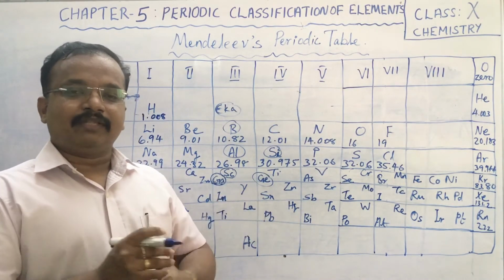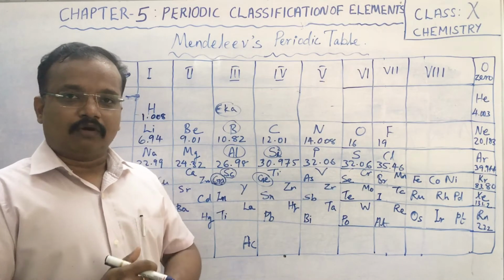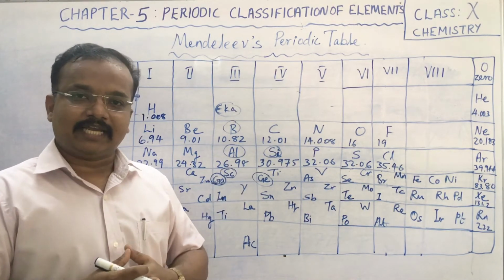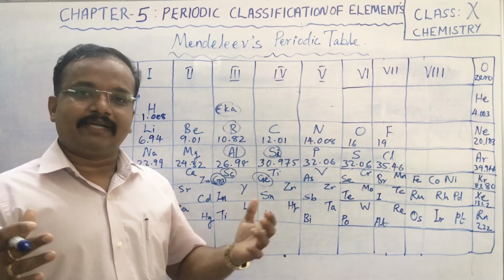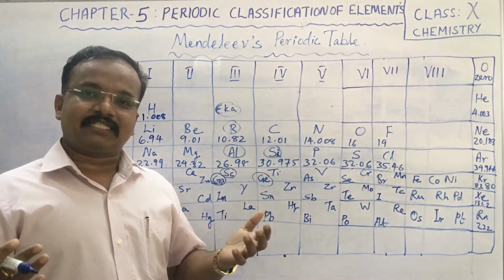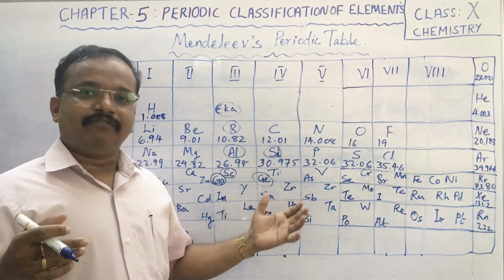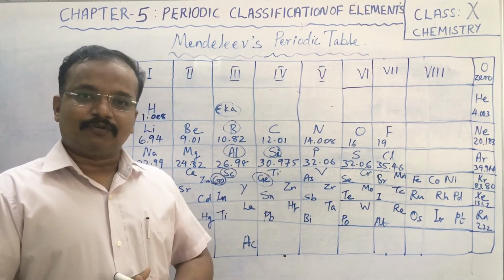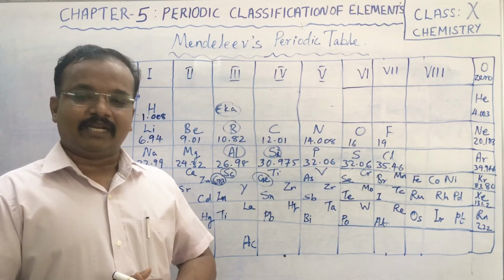In his time there were only 56 elements known. For those elements which were not found during his time, he left some gaps, and he predicted that those elements will be discovered later and can be fit into his periodic table. So these are some of the merits of Mendeleev's periodic table.